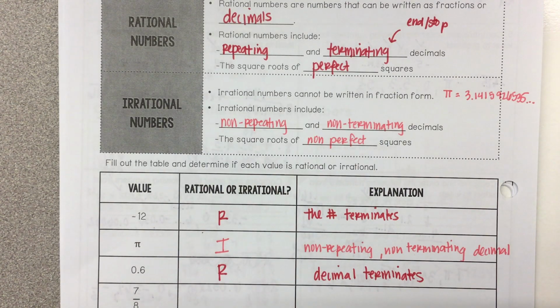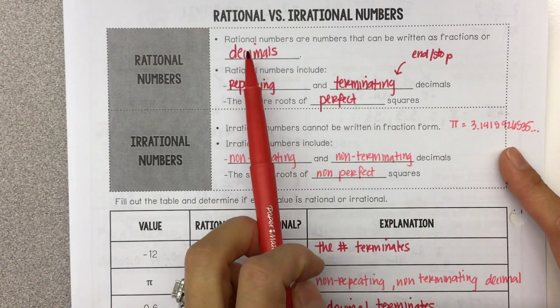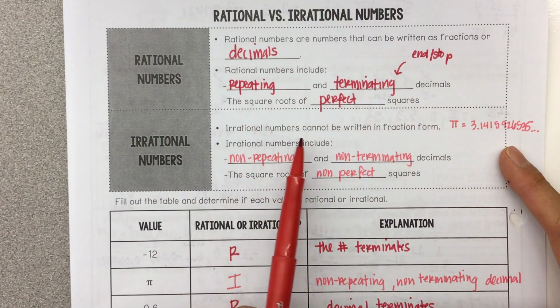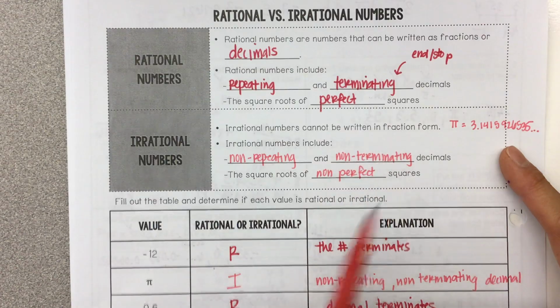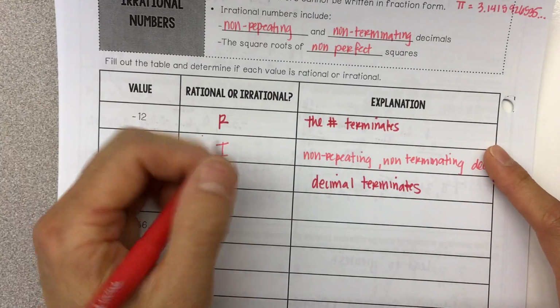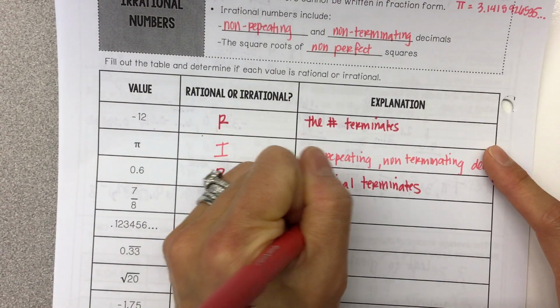Okay, 7/8. Remember, it says rational numbers can be written as a fraction. Irrational numbers cannot be written as a fraction. So because this is a fraction, that's going to be rational. So I'm going to write fraction.